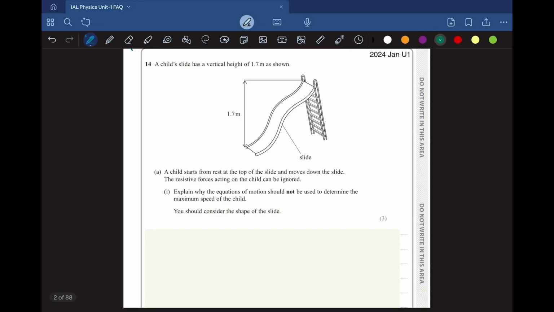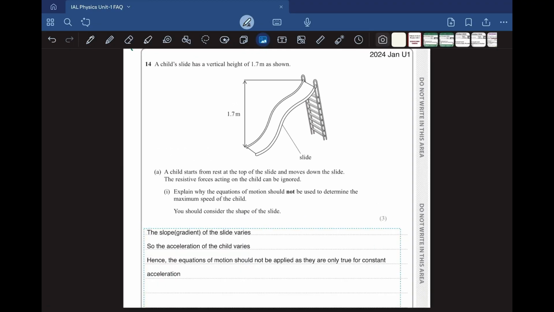Now let's go through the marking points, how they have actually written it. If you go through it, they have written the gradient of the slide varies, just like we said that the slide's gradient isn't constant.